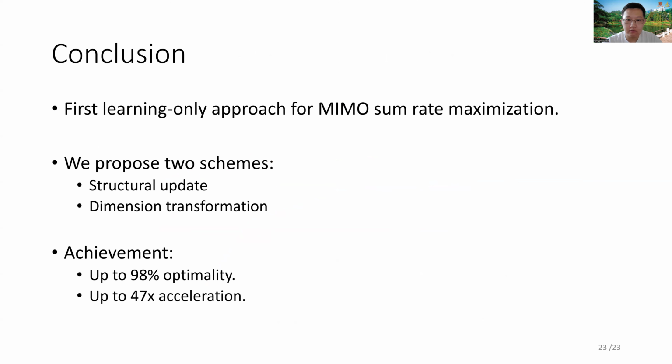Now let's conclude our study. To our knowledge, we are the first learning-only approach for MIMO sum rate maximization. We propose two schemes: structural update and dimension transformation. And we achieve up to 98% optimality and 47 times acceleration over WSE.